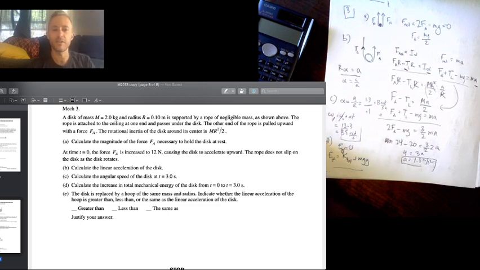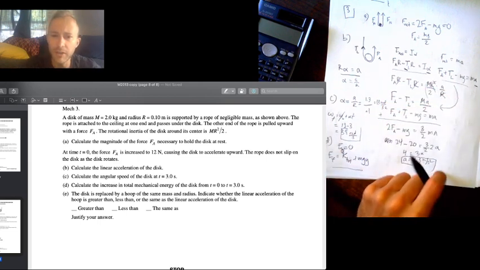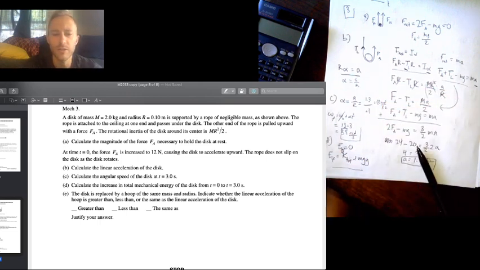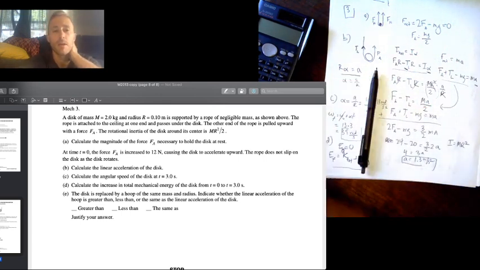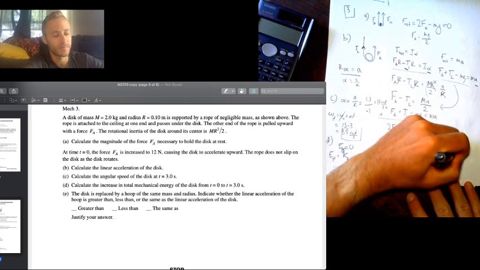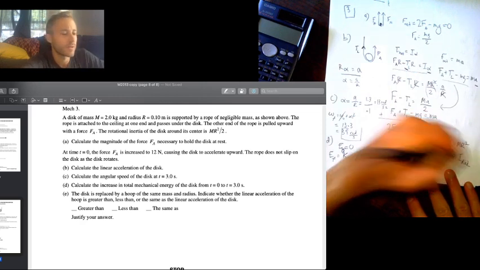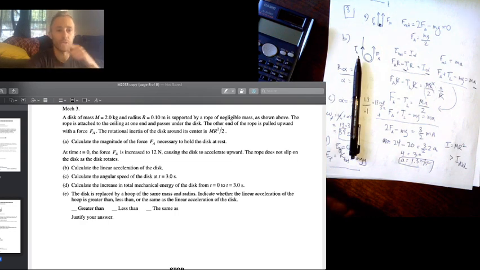And then E says the disk is replaced by a hoop of the same mass and radius. Indicate whether the linear acceleration of the hoop is greater than, less than, or the same as the linear acceleration of the disk. A hoop's inertia is mr squared. Okay? So that is greater than the inertia of the disk. So that means that if it has a greater inertia, it's going to rotate more slowly, so I would say that it will be less than. I think that's the end of the exam.